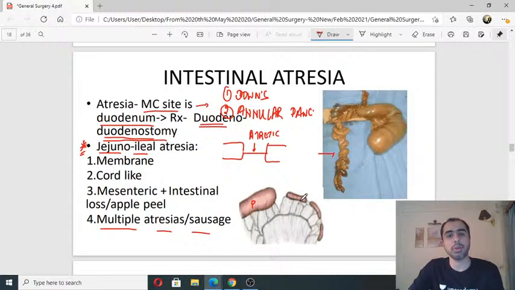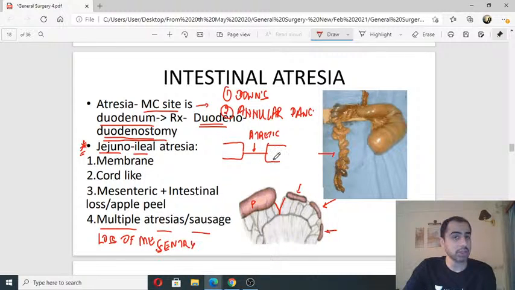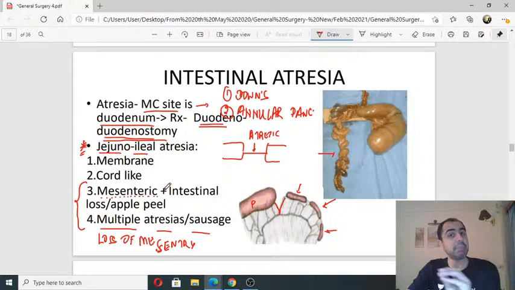So you see, this is probably proximal bowel. This is one atretic segment. This is another segment. This is a third segment. In between there are missing segments. There is mesenteric loss, so you get loss of mesentery in type 4. If they ask you mesenteric loss is seen in which type? Sausage type. But it can also be seen in type 3. So these are the two which are associated with mesenteric loss. Type 3, apple peel appearance. Type 4, sausage appearance. You can see 1, 2, 3 like that. It can be of any amount.